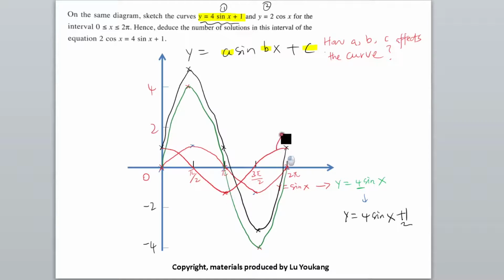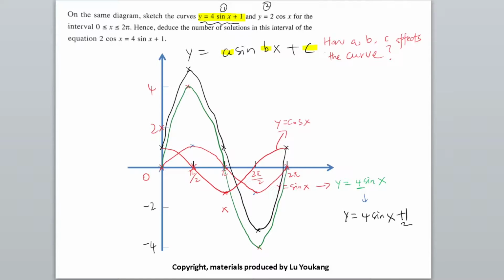So I have drawn in red my y equals cosine x. This is my basic y equals cosine x graph. And now we are asked to find 2 cosine x, right? So that means you have to multiply each value by 2. 1 gives you 2, 0 gives you 0, minus 1 gives you minus 2, 0 gives you 0, 1 gives you 2.